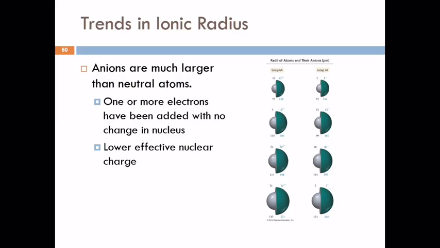Anions are much larger than neutral atoms. So we're adding electrons, and we are lowering the effective nuclear charge. So they're going to be much bigger. This one, I think, is pretty easy to remember because you think of, well, if I'm taking electrons off, is that going to make it bigger or smaller? Well, duh, that's going to make it smaller. If I'm adding electrons onto the outside, that should make it larger.